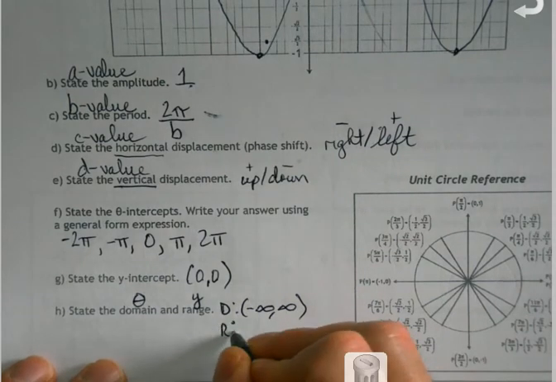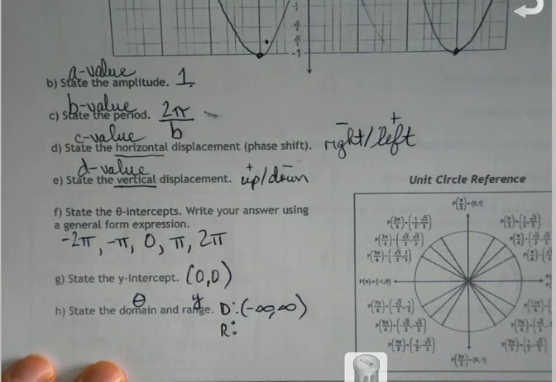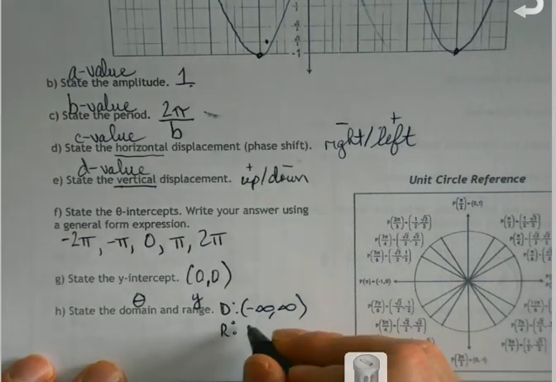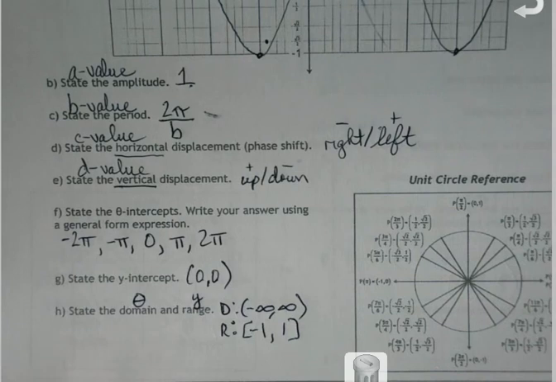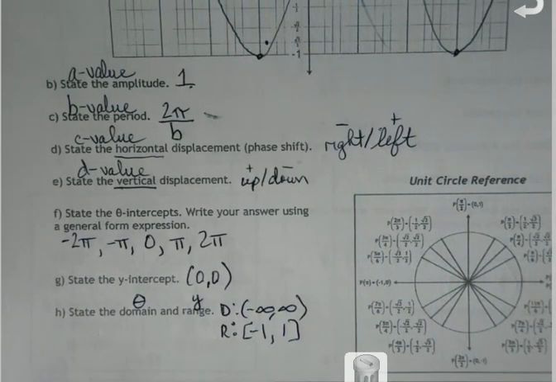And my range is going to go hand in hand with my amplitude. My lowest y value is negative 1. My highest y value is positive 1. But if I multiply by some other number, that's going to affect my range.